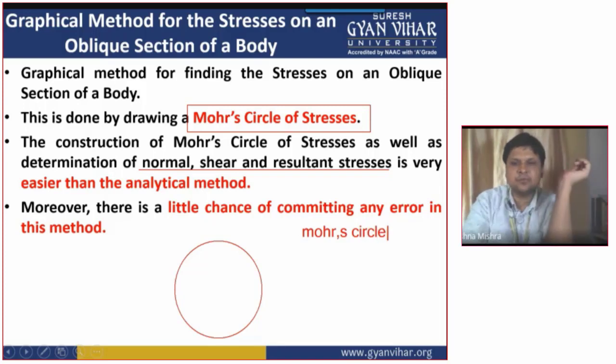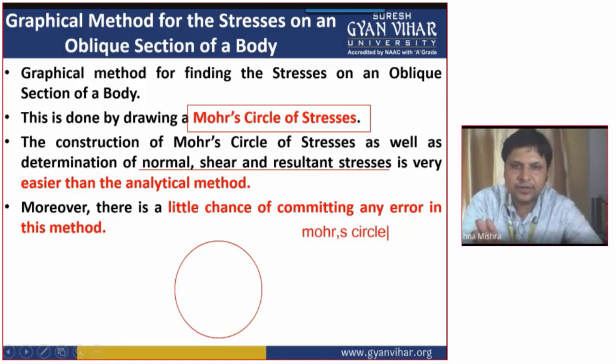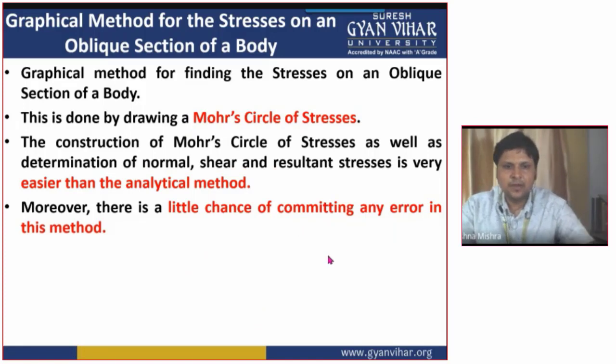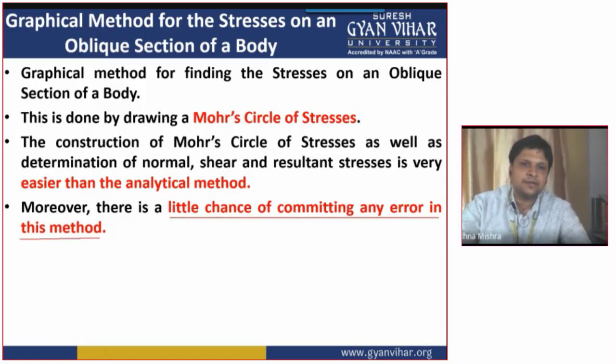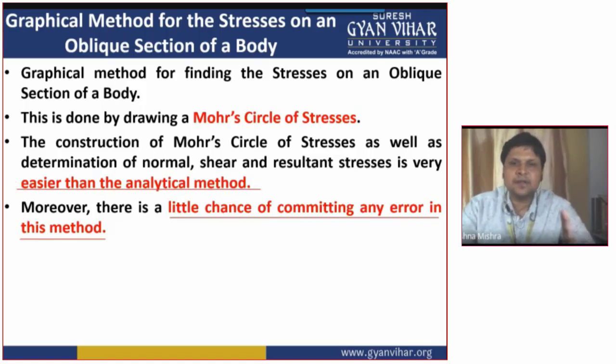This construction of the Mohr circle means that you are using the graphical method. In this, you will have to take a scale and a pencil, and through that you will have to draw the diagram. So let's see. One more plus point with the Mohr circle is that there is very little chance of committing any error in this particular method. So the two plus points are: one, it is an easier method as compared to the analytical method, and the second is there is very little chance of error.